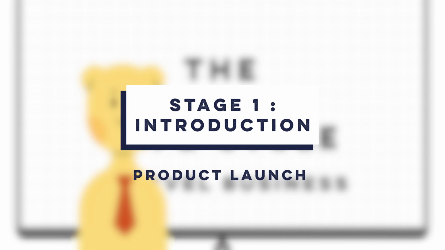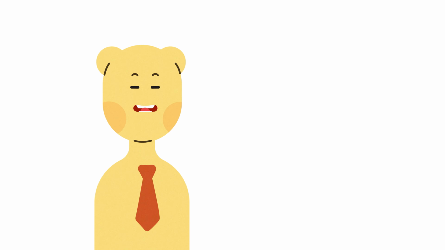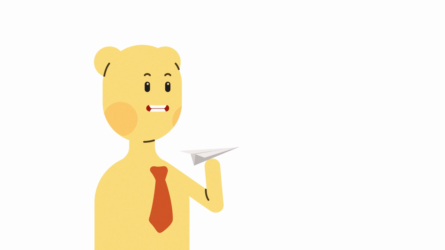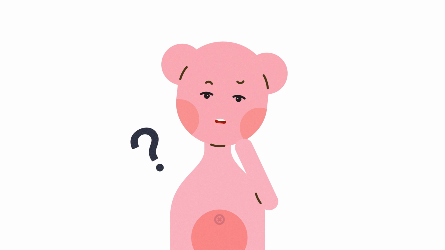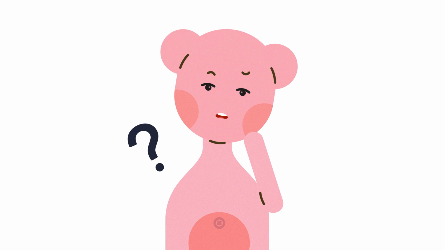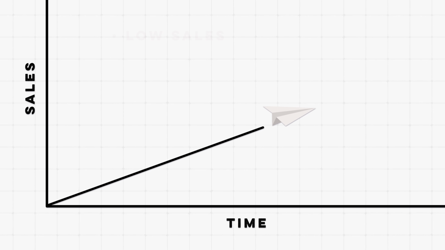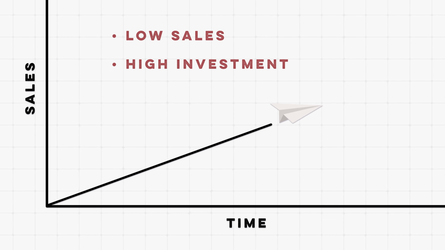Stage 1 is the introduction stage. The product lifecycle begins with the introduction stage, where a new product is launched into the market. At this stage, significant marketing efforts are required to create awareness and generate interest among customers. Sales volumes are typically low, as the market is still unfamiliar with the product, and investment is high in promotion and distribution to build the product's awareness.